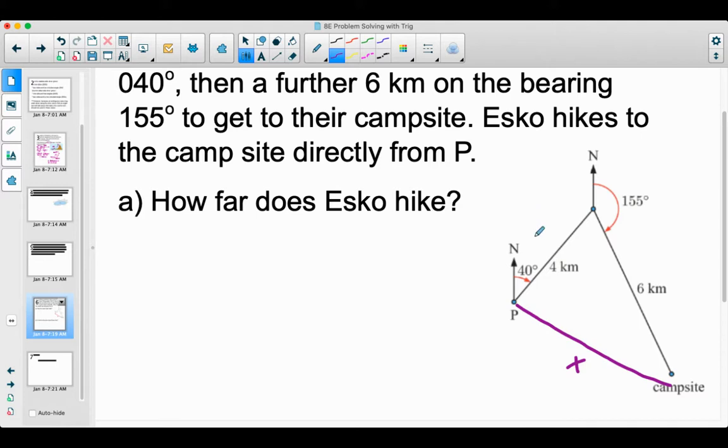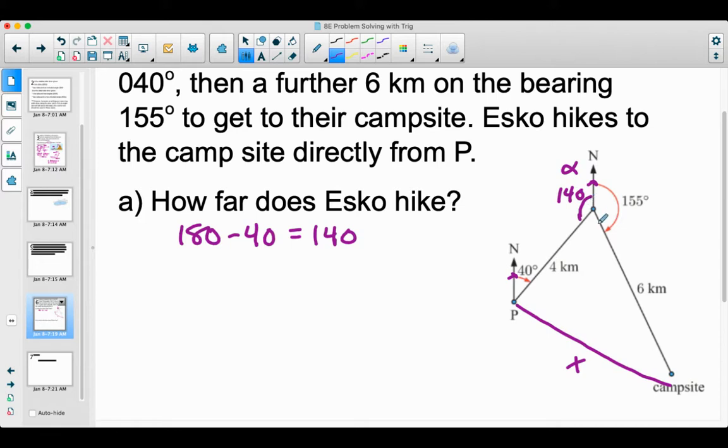First thing we need to be able to do is find this angle measure, because if I know this angle measure, I have side-angle-side, and if I have side-angle-side, I can use the law of cosines. I know this angle is 40 degrees, and this angle right here I'll call alpha. Because these are parallel, we have same-side interior angles, so those are supplementary. If I take that 40 away, I get 140, so this must be 140 degrees.